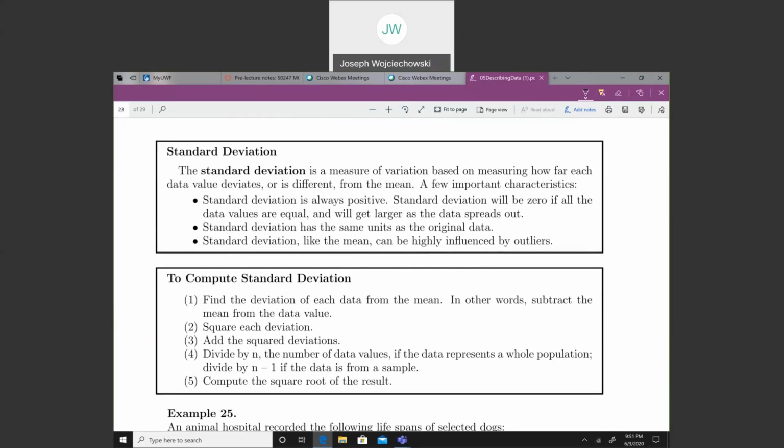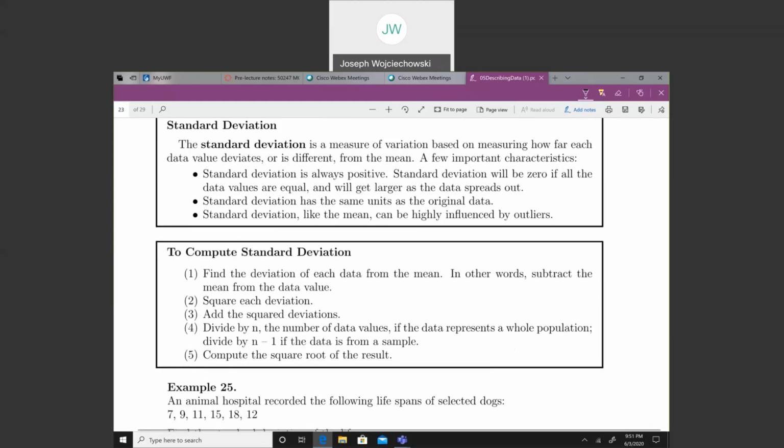Standard deviation is always positive. Standard deviation will be 0 if all the data values are equal and will get larger as the data spreads out. So the larger the range, the larger the standard deviation. Standard deviation has the same units as the original data, and standard deviation, like the mean, can be highly influenced by outliers.